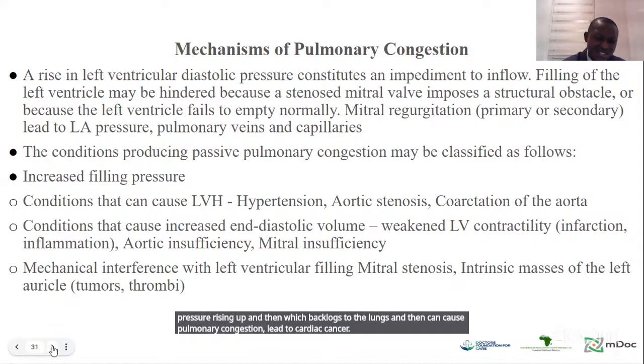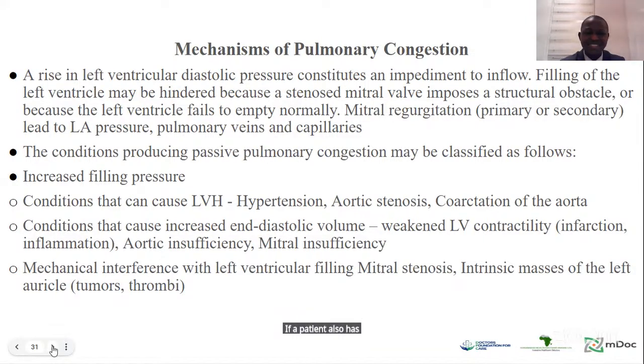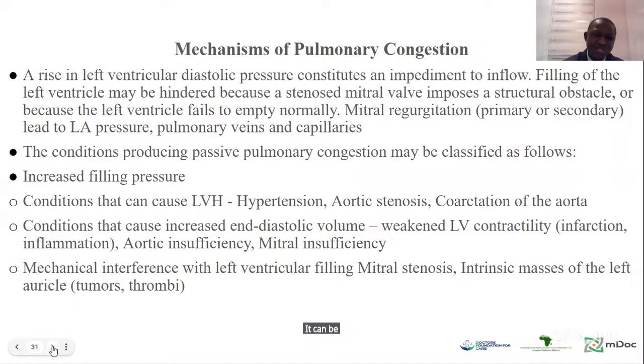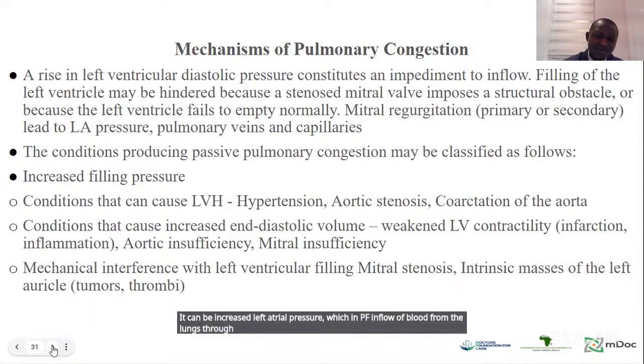If a patient also has mitral stenosis, there will be increased left atrial pressure because blood is not able to empty into the left ventricle. And for patients that also have masses in the left ventricle or left atrium, there can be increased left atrial pressure, which will impair inflow of blood from the lungs through the pulmonary veins and lead to pressure buildup in the lungs, and the patient can come down with wheezing. Next slide, please.